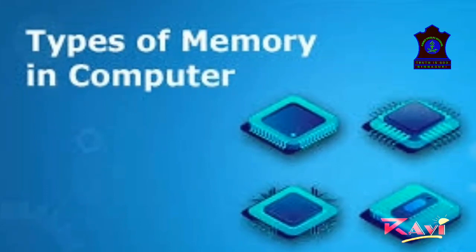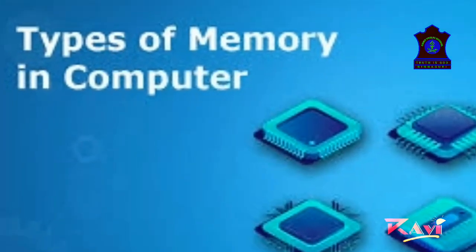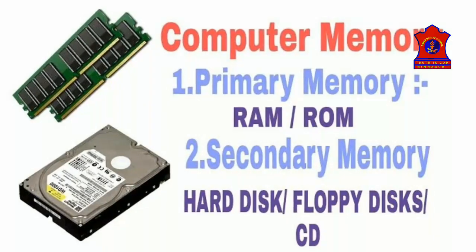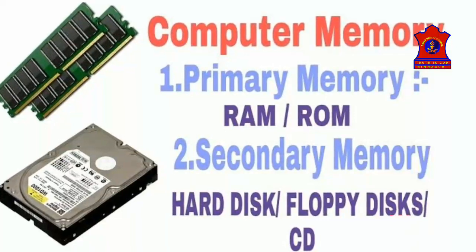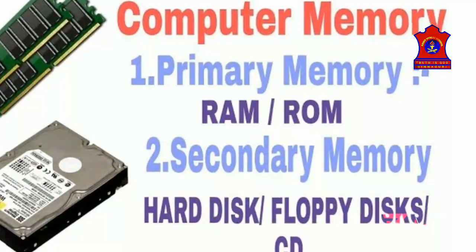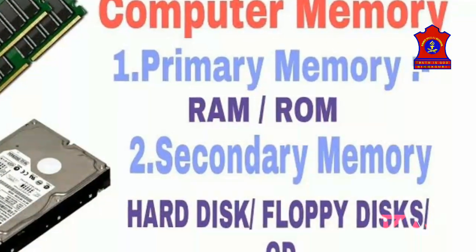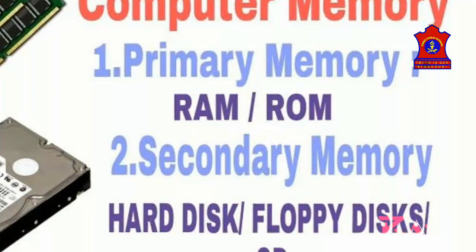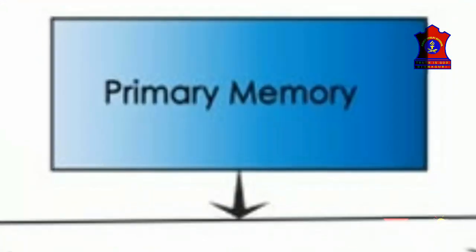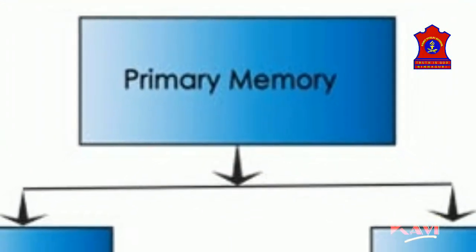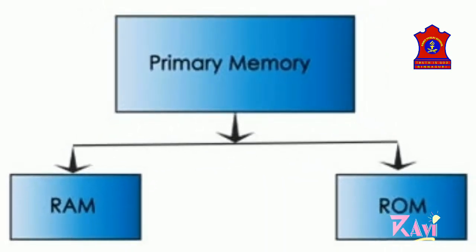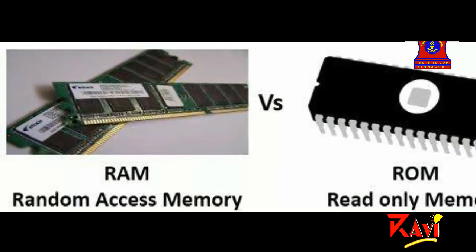Now, types of memory in a computer. In a computer, the memory can be classified into two broad categories, that is, primary memory and secondary memory. Primary memory is also known as the main memory. It is a relatively large memory placed outside the processor. It can be accessed directly and rapidly by the CPU. The examples are RAM and ROM.